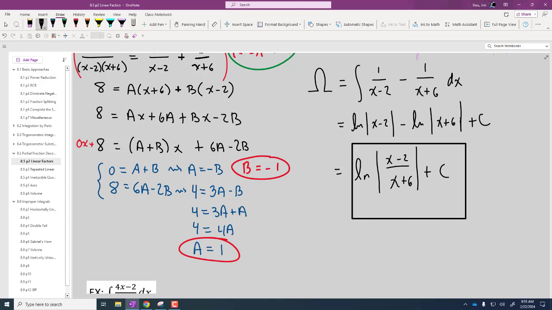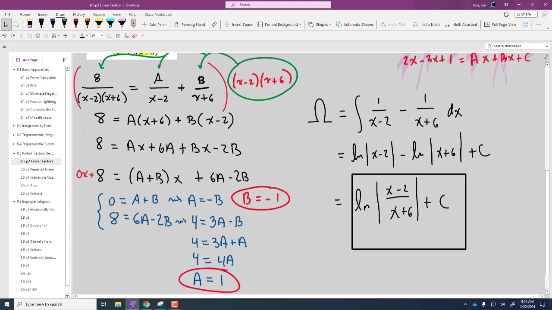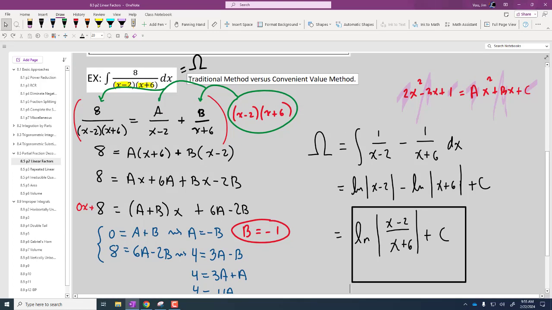So PFD really is a lot easier than trigonometric substitution. You just have to refresh your basic algebra on multiplying by common denominators and solving systems of equations, but it's a lot faster. So this is the traditional approach. The traditional approach is using the fact right here that we have a polynomial set equal to another polynomial, and you just match the corresponding coefficients. That's the traditional method.